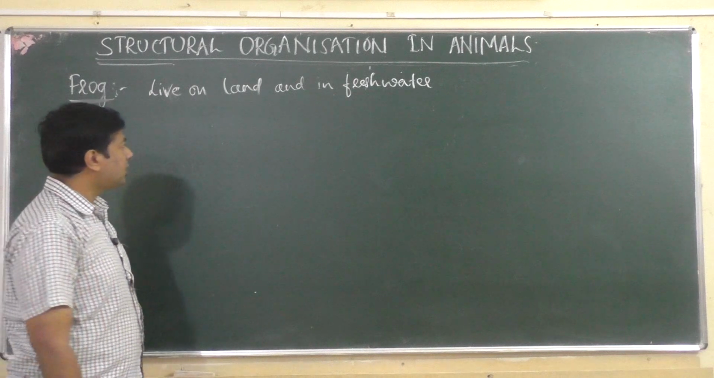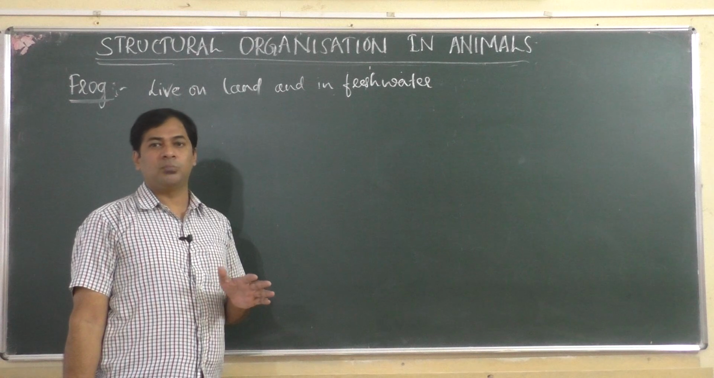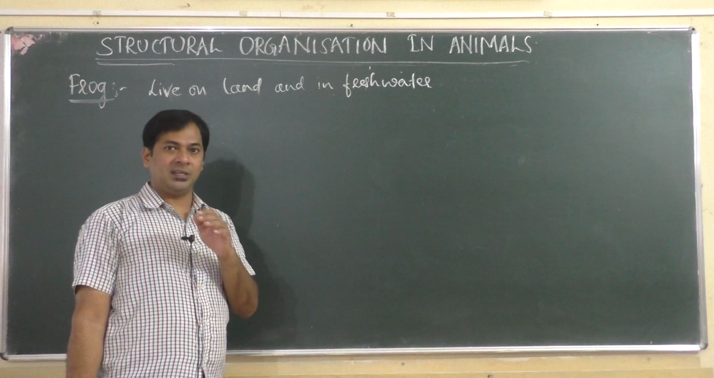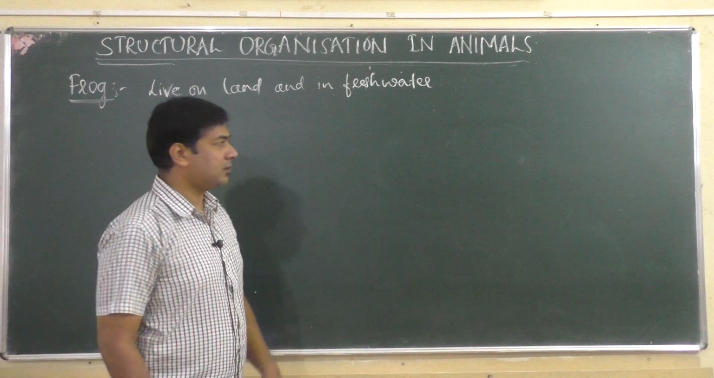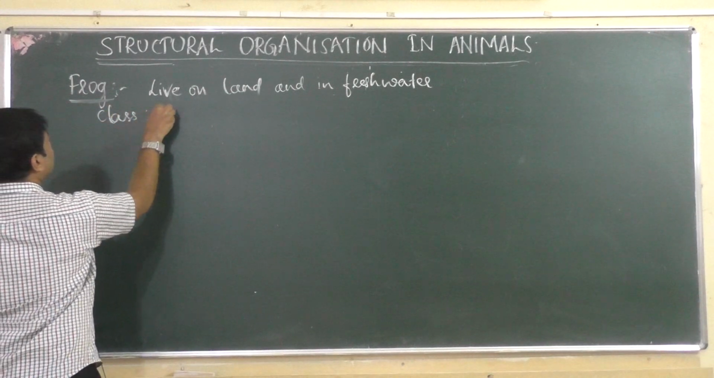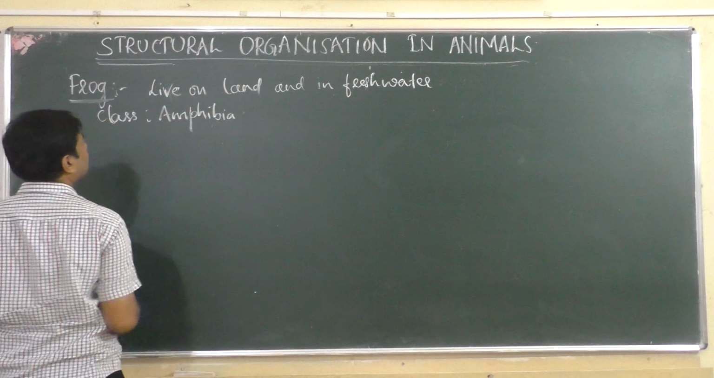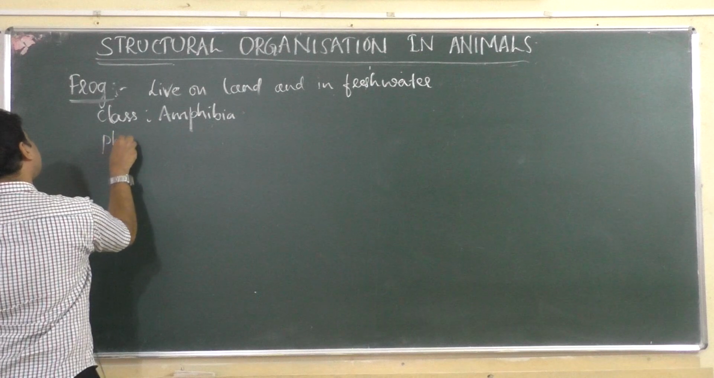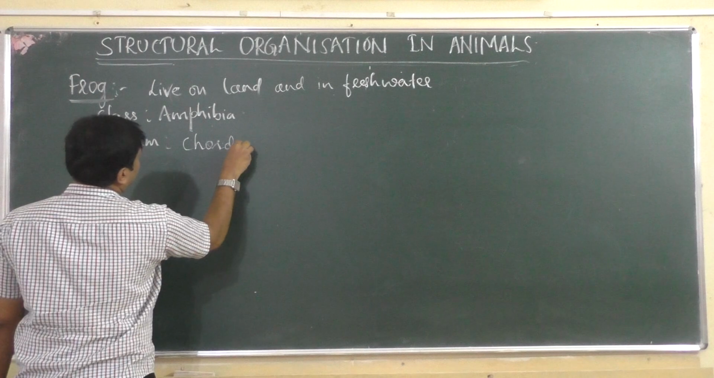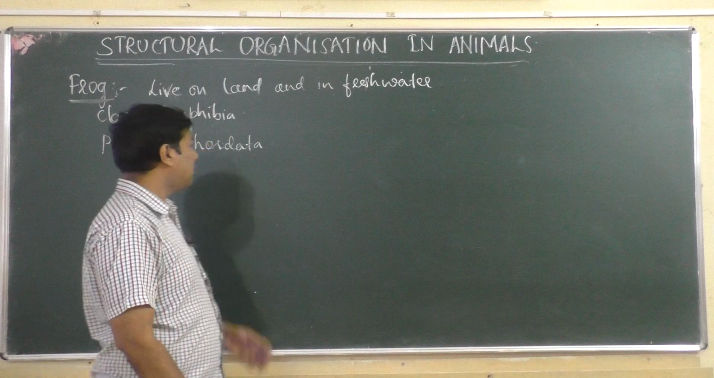So that is why they are called amphibians. Amphi means both. Amphibian means which can live on both land and in water. Means it can live on land and also in water. So they belong to class, you already know it belongs to class Amphibia, and phylum Chordata. Chorda means notochord, backbone, which has backbone, so they come under Chordata.